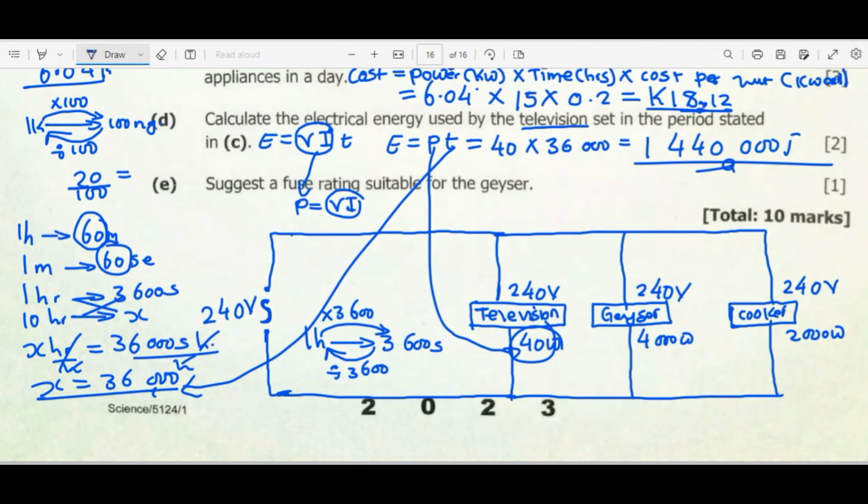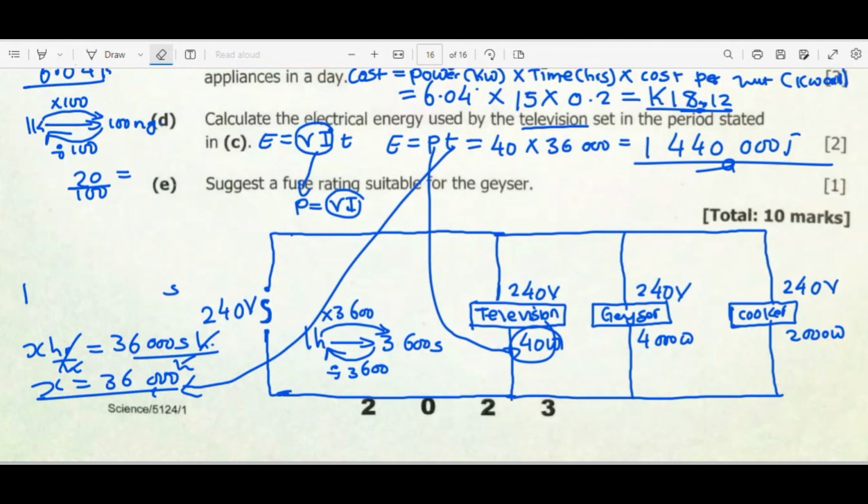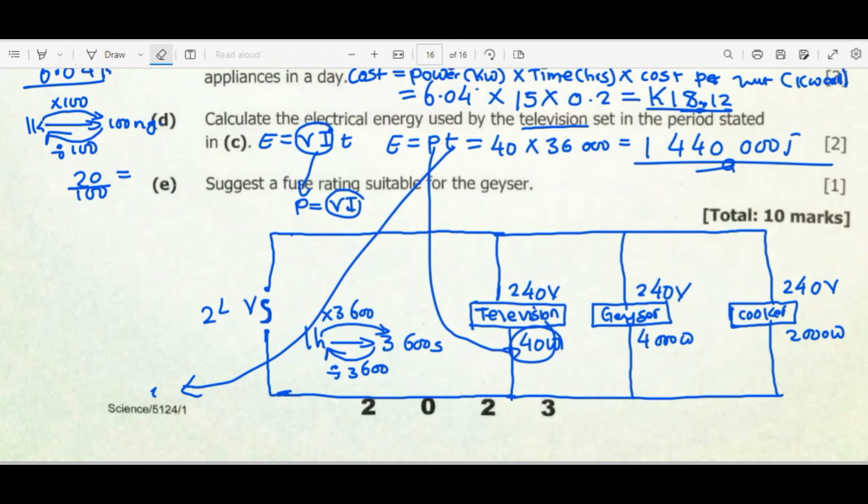Now for Roman number, for question E, suggest a fuse rating suitable for the geyser. So what is your first step whenever you're dealing with a fuse? Step number 1, you need to first look at the current. So do we have the current for the geyser? No. Now how can we find the current for this geyser? It depends on the information that we have. From the information that we have, the voltage for the geyser is 240, then the power is 4,000. So we are going to use these two values to find the current.